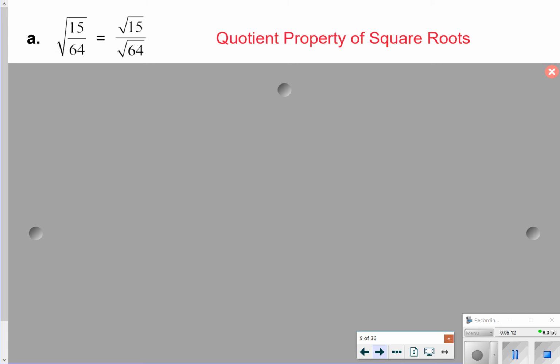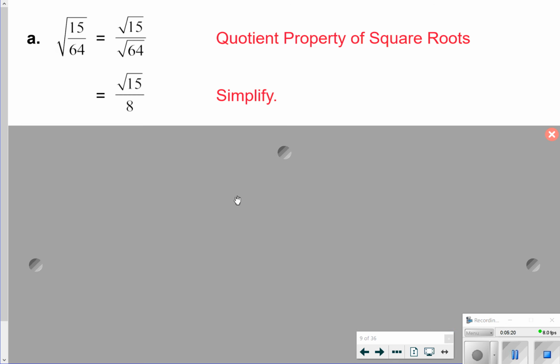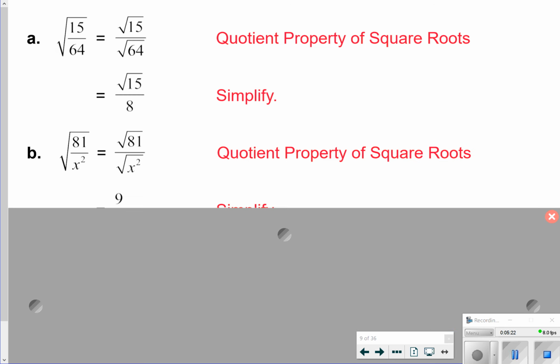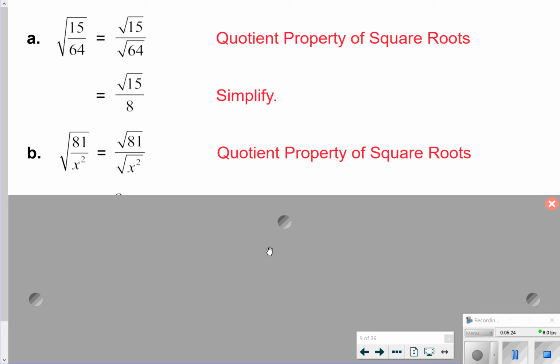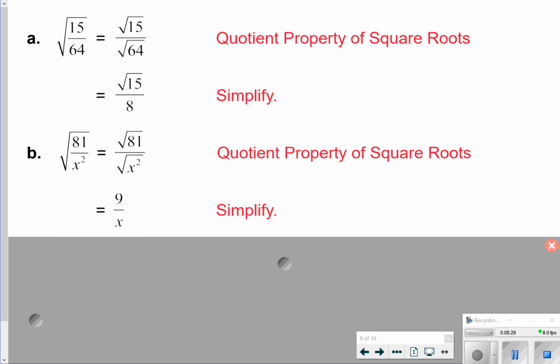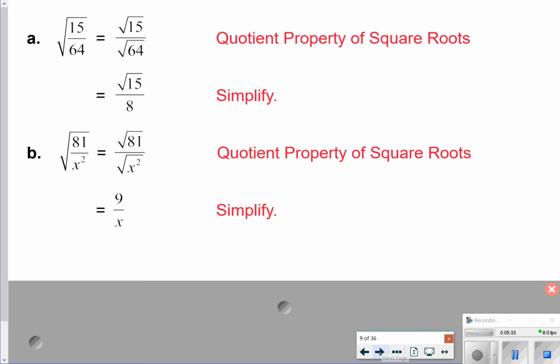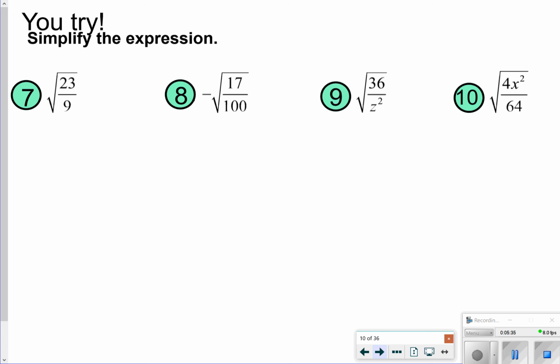So in this case, we're just going to use the quotient property of square roots. We have the square root of 15 over the square root of 64, and then we just solve the square root of 64, which gives us 8. Okay, you can do the same thing whenever you have a variable. The square root of 81 over the square root of x squared is just going to give us 9 over x.